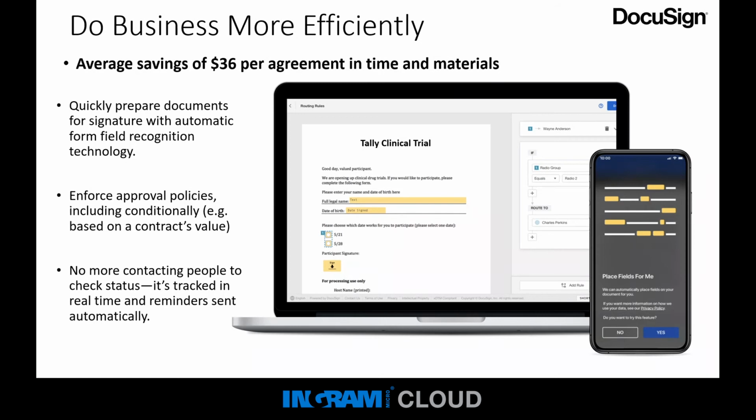So at DocuSign, we're allowing you to quickly prepare these documents for signature, with automatic form field recognition. So all you need to do is drag the box in, and then it will fill that information in for you. You don't have to keep manually putting it in over and over again.